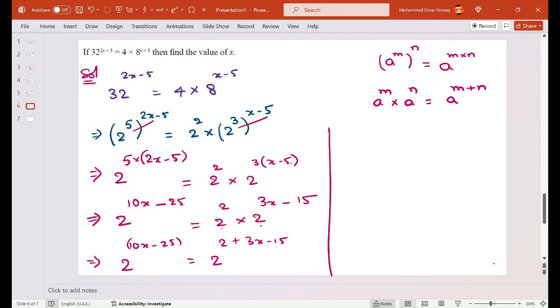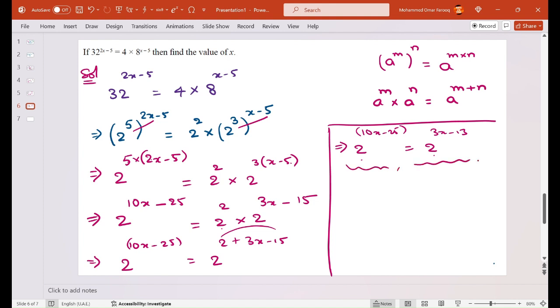So let me write here. This is rough. So that implies 2 to the power of 10x minus 25 equals 2 to the power of 2 minus 15 is minus 13. So 3x minus 13. So what is the step here? Since bases are equal, comma powers are also equal. So equate the powers. 10x minus 25 equals 3x minus 13.